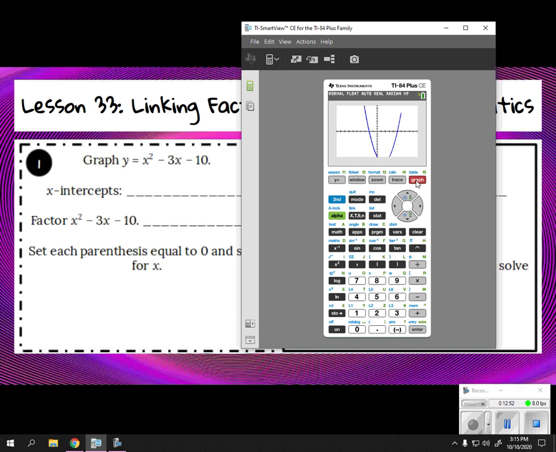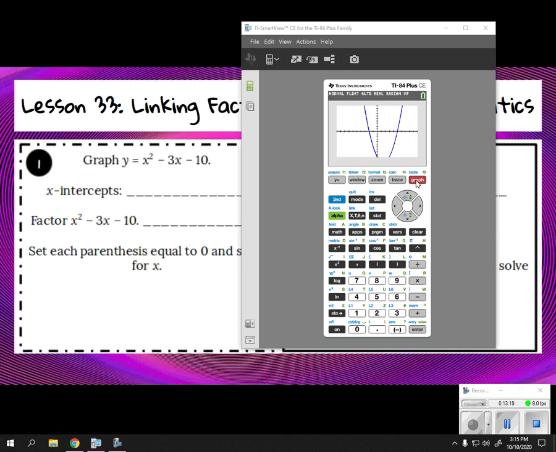Okay, graph. Now you may be able to tell where it looks like it crosses. The left 0 looks like it's crossing at -2, and then the right 0 looks like it's crossing at about 5. Sometimes it's easy to tell, sometimes it's harder. But let's look at using those steps in the graphing calculator to help it kind of spit things out for you.